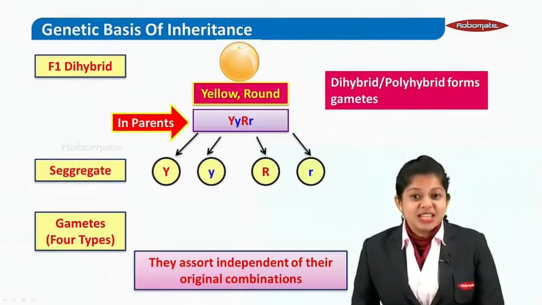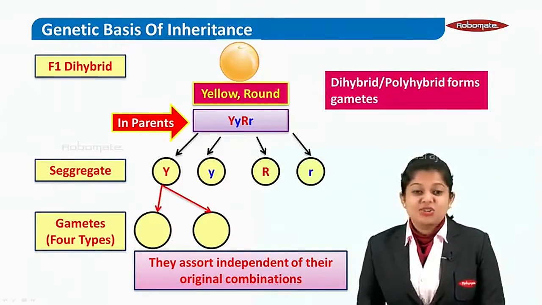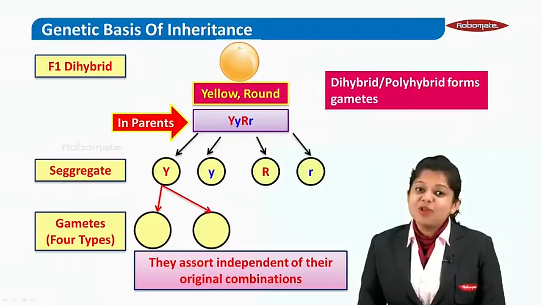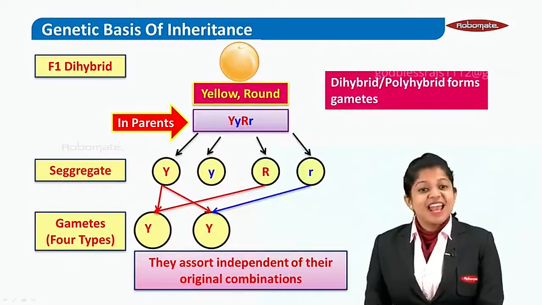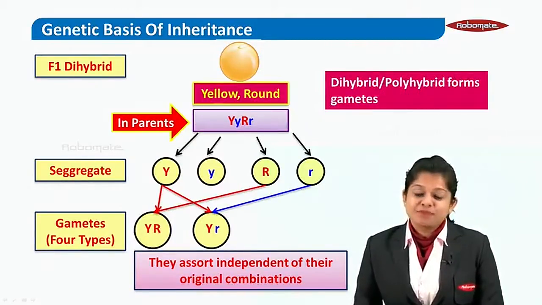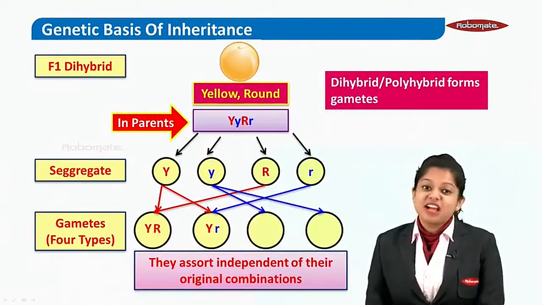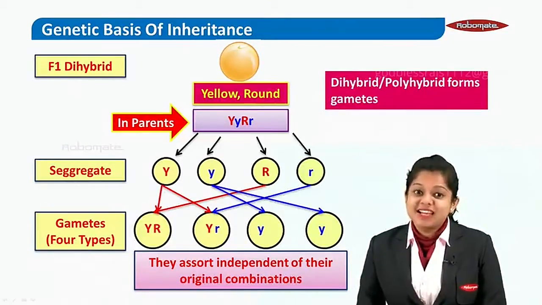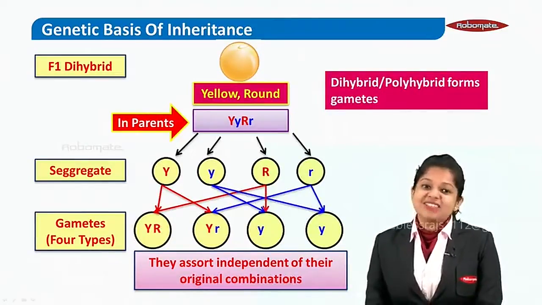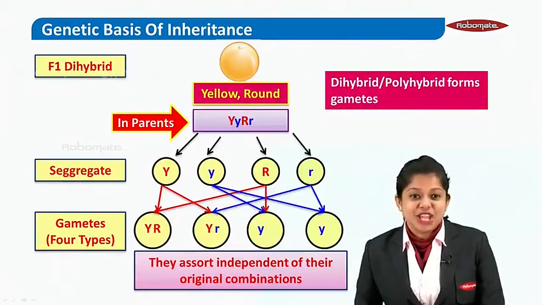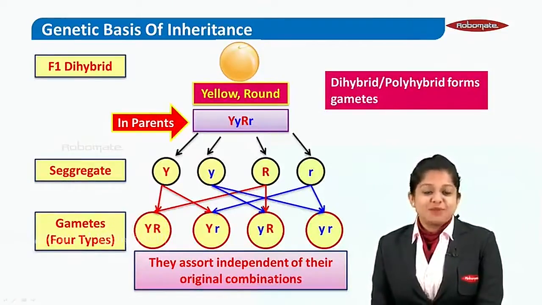What I mean to say is that whenever we have gametes with, let's say, the dominant trait for seed color, there are equal possibilities of it having both the dominant trait as well as the recessive trait for seed shape. Similarly, if I am having gametes with a recessive trait for seed color, there are equal possibilities of it getting both the dominant as well as the recessive trait for seed shape. So in this way, what I am having here is four different types of gametes.